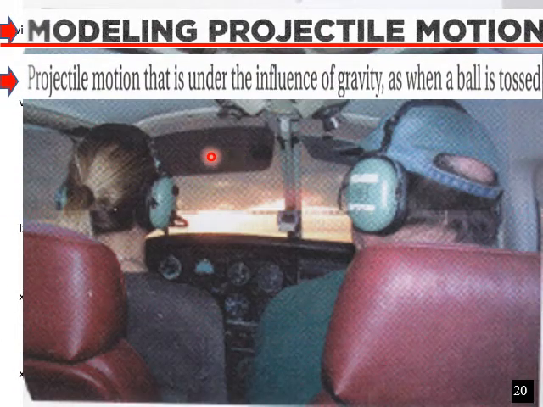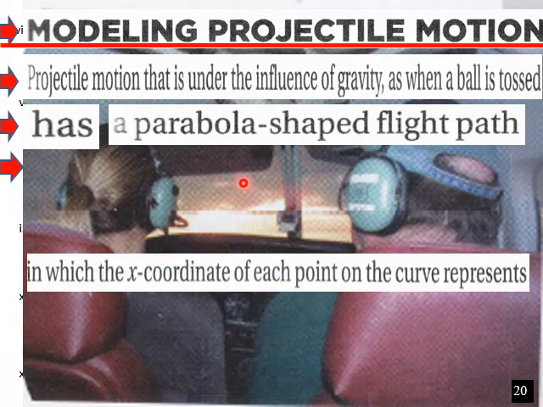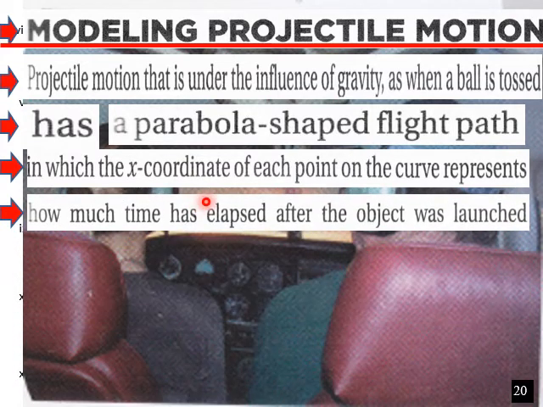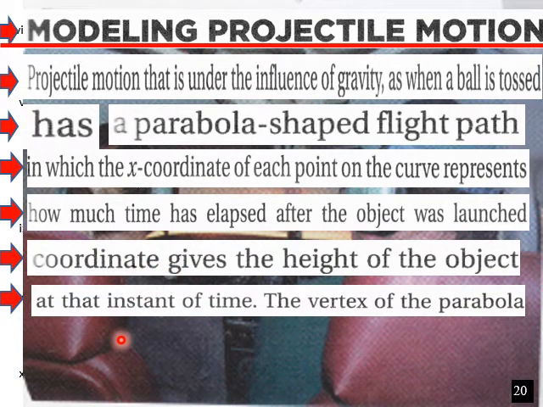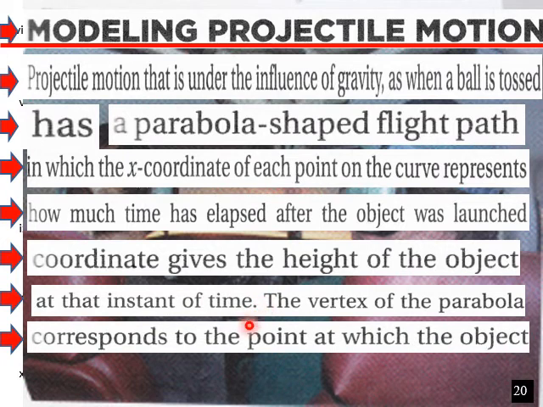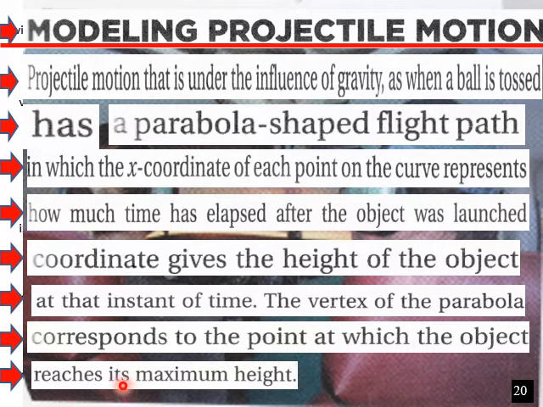Modeling projectile motion. A projectile under the influence of gravity, as when a ball is tossed, has a parabola-shaped flight path in which the x-coordinate at each point on the curve represents how much time has elapsed after the object was launched. The y-coordinate gives the height of the object at that instant of time. The vertex of the parabola corresponds to the point at which the object reaches its maximum height. So the max of a parabola that models projectile motion is its vertex.